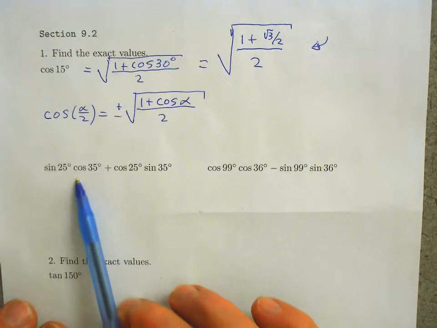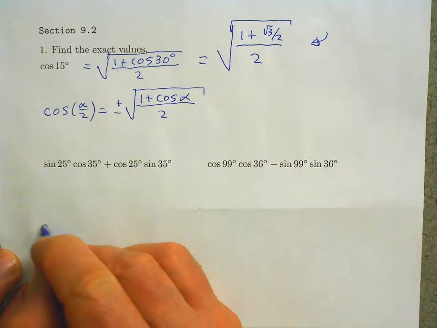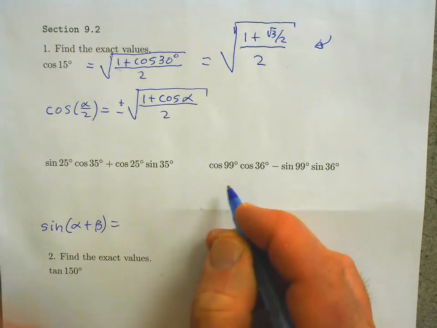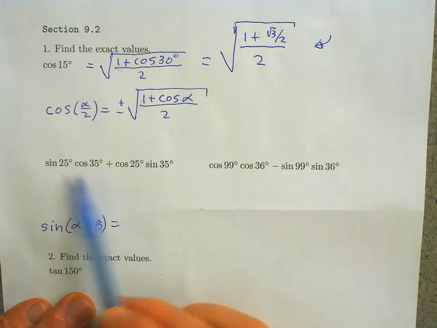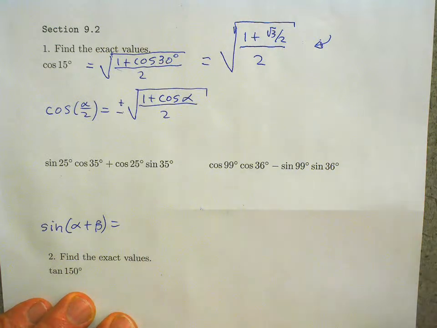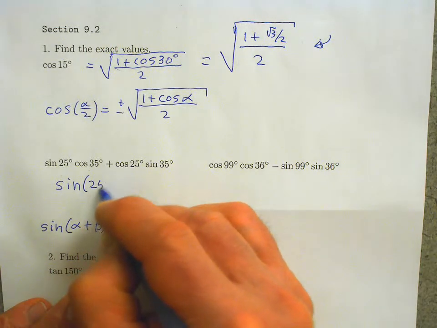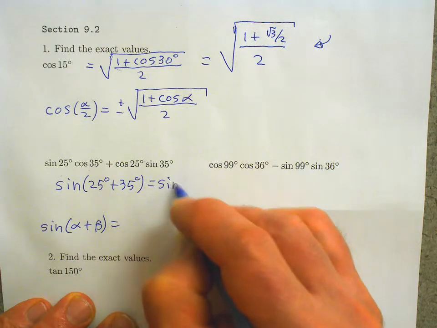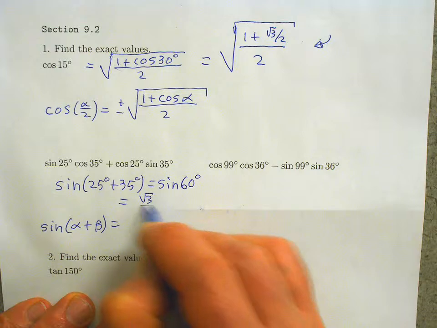Okay, we recognize this. This looks like the sine of alpha plus beta formula. So this is like sine of alpha times cosine of beta plus cosine of alpha times sine of beta. So this should just be equal to sine of 25 degrees plus 35 degrees, or the sine of 60 degrees, which is the square root of 3 over 2.